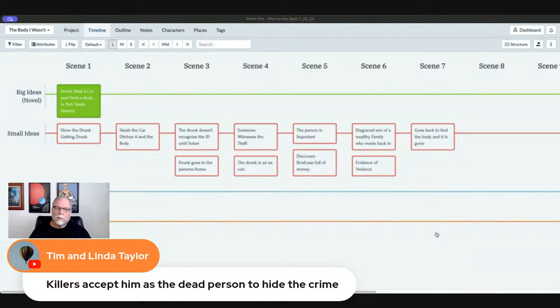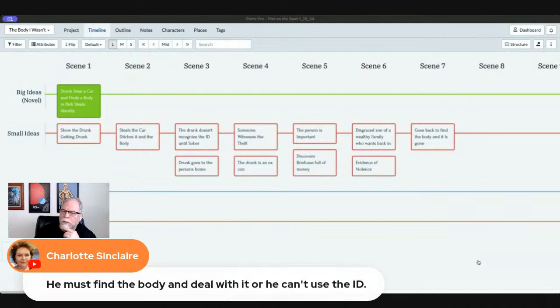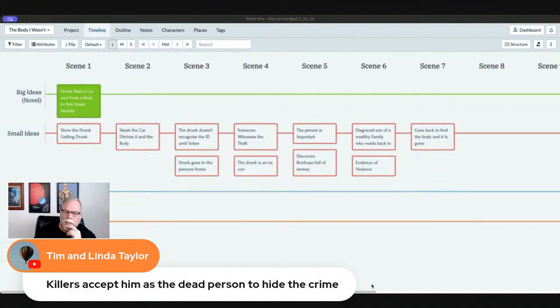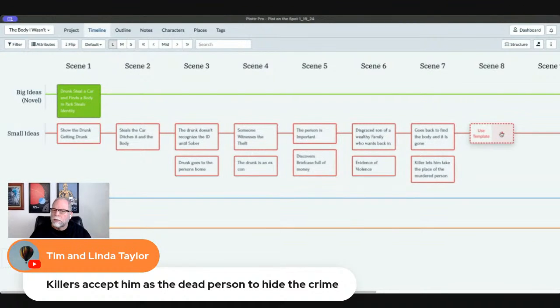The killer accepts him as a dead person to hide the crime. That's interesting. You must find the body and deal with it, or he can't use the ID. Now that creates another element of mystery to it, and I like the fact that maybe the killer accepts him. Killer lets him take the place of the murdered. You guys are coming up with some great ideas here. Now in a minute, we're going to start to refine these ideas down just a little bit.